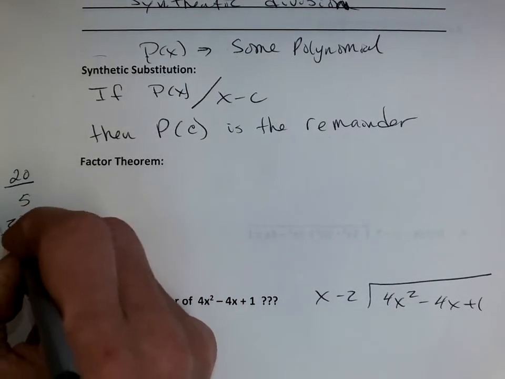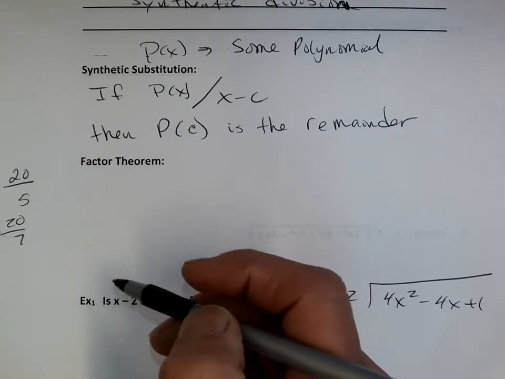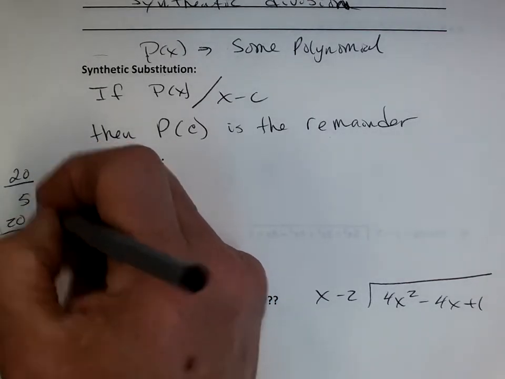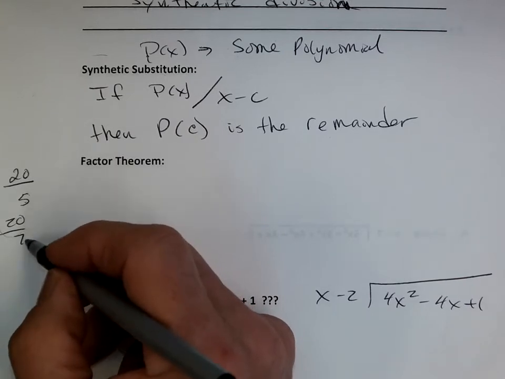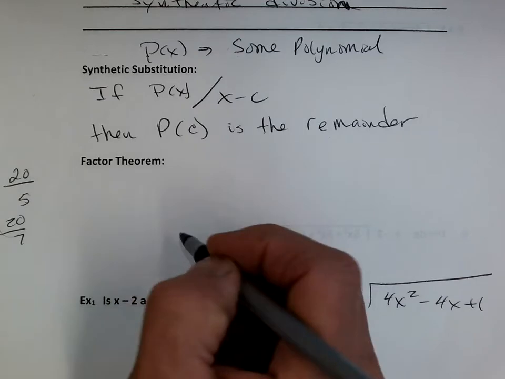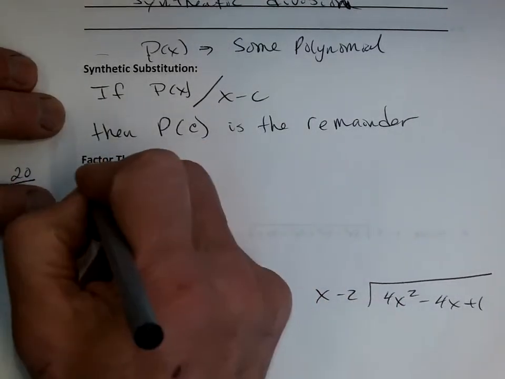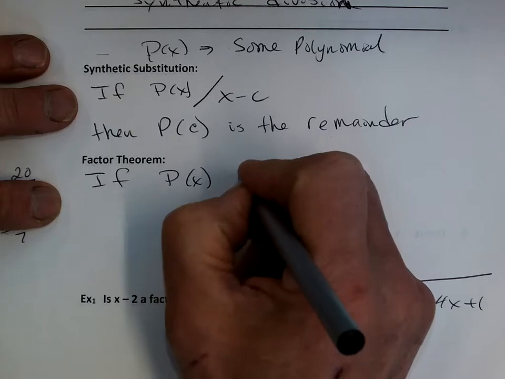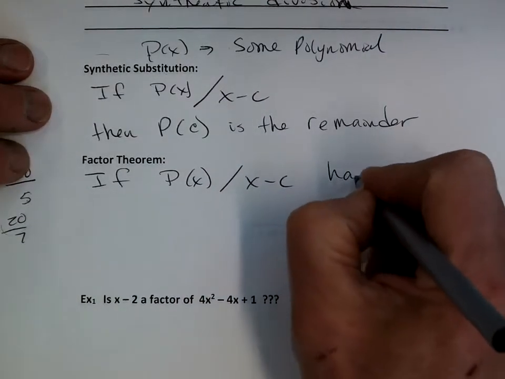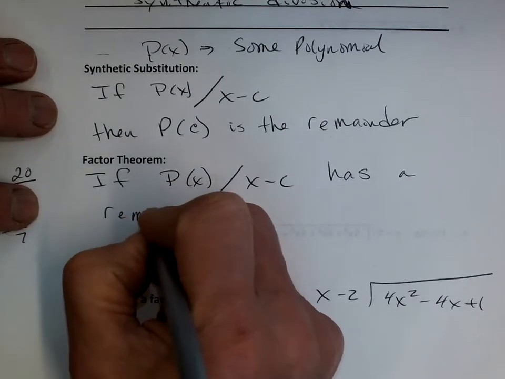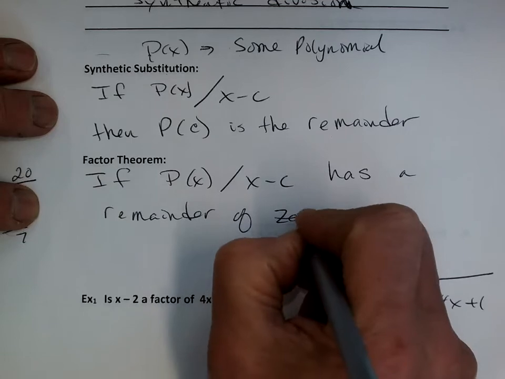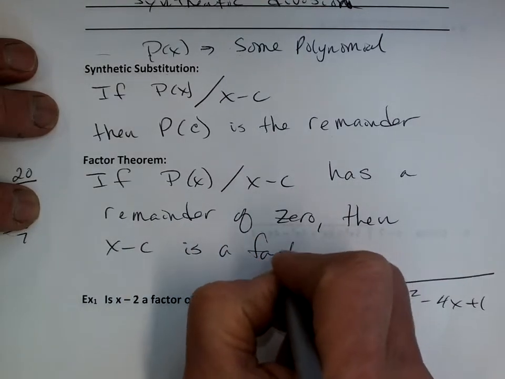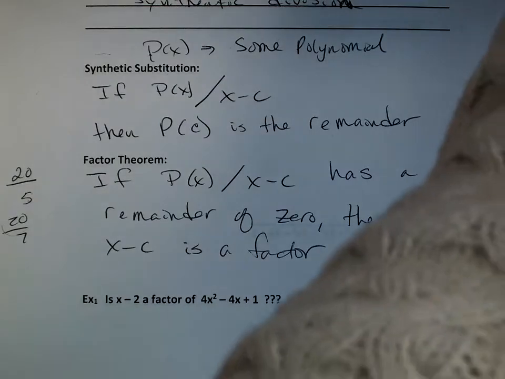Is 7 a factor of 20? No. So when we divide 7 into 20, we get a remainder. When we divide 5 into 20, what's our remainder? Our remainder would be 0, right? If we divide 7 into 20, it goes in maybe 2 times, and we'd have a remainder of 6, right? So the factor theorem says this. It says if P of x divided by x minus c has a remainder of 0, then x minus c is a factor. Goes in evenly, okay? All right, let me highlight this. Remainder of 0.